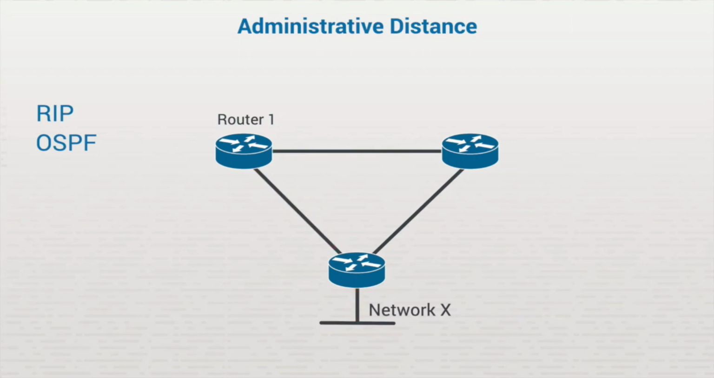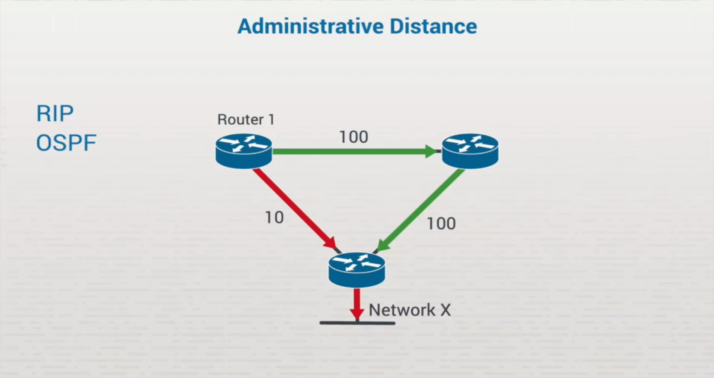While RIP values hop counts, OSPF values bandwidth. In this scenario, OSPF would actually prefer the long way around to get to Network X because of the faster connection speed. There are 200 megabit per second links, which actually results in a lower metric than if I had used the slower 10 megabit per second link.